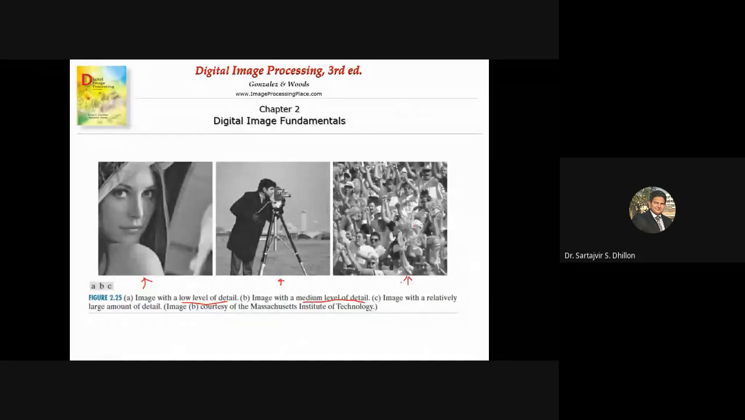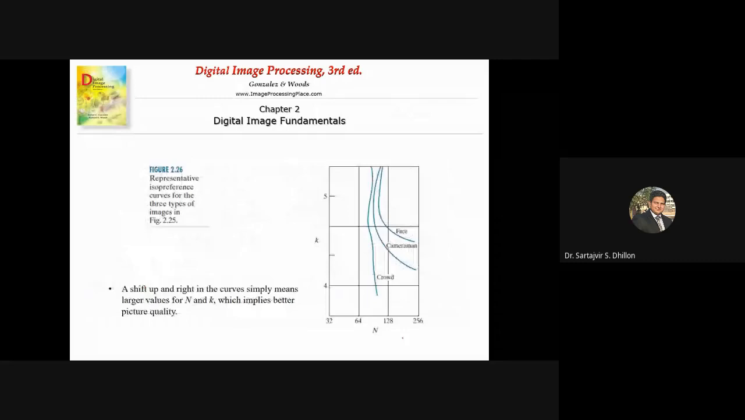So the representation is the ISO preference curve for these three types of images, and this one looks like this. First, note that this has been designed with respect to these two parameters, that is N and k, that we talked about previously. There are two parameters, N and k, and please note that.